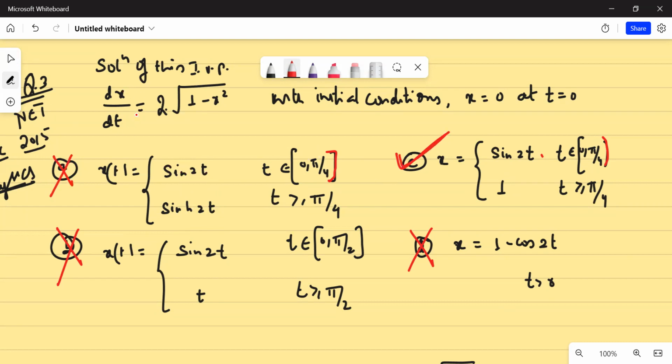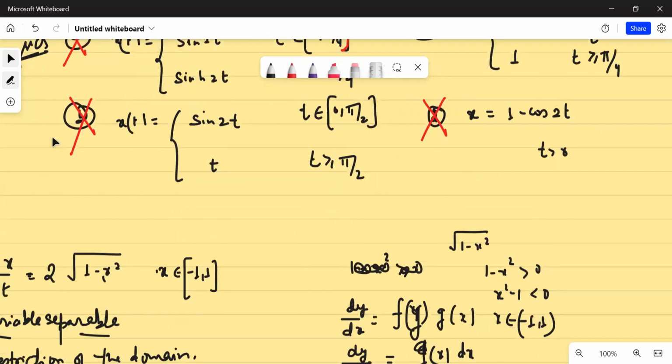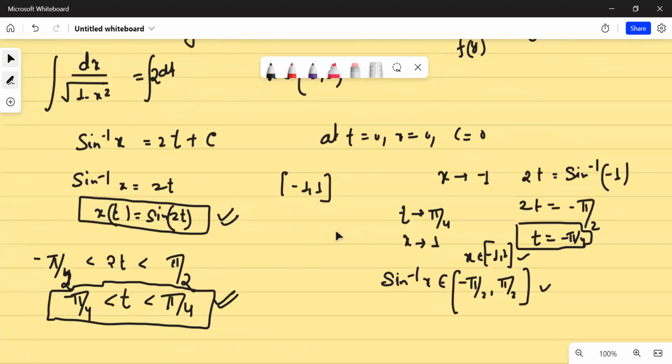Because see, here it is a first order differential equation. Your x must be a differentiable function. If your x is a differentiable function, then it must be a continuous function. So which of the following forms a continuous function? This is a continuous function. You can see this. So this was the solution.